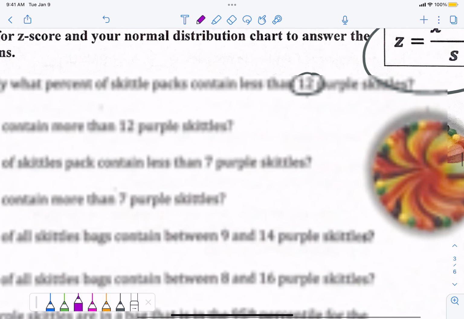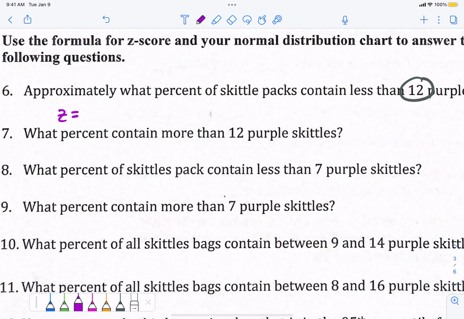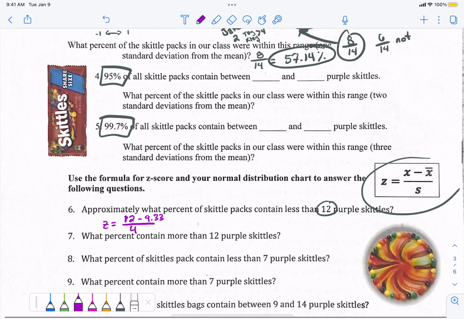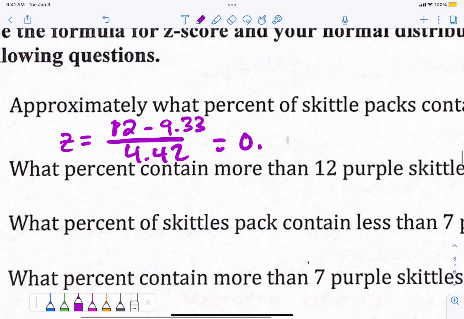Okay, we want to find less than 12 purple Skittles, so I need to calculate exactly the z-score for 12. It's 12 minus 9.89 over the standard deviation. What was the standard deviation? 4.42. Okay, this is the formula that we're going to use. The z-score for 12 is 0 point what? I didn't use parentheses. 0.604. Okay, so we're going to go 0.60 because we're going to now look that up on the chart.